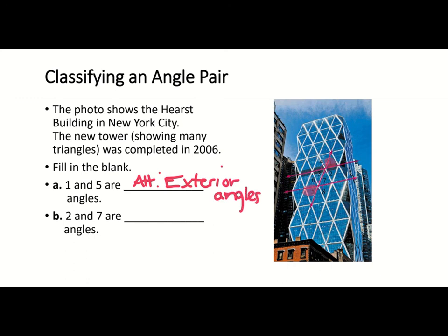Okay. Next, we have angles 2 and 7. So 2 is right here, 7 is right there. They are both inside the parallel lines, and they're on the same side of the transversal. So those would be same side interior angles.